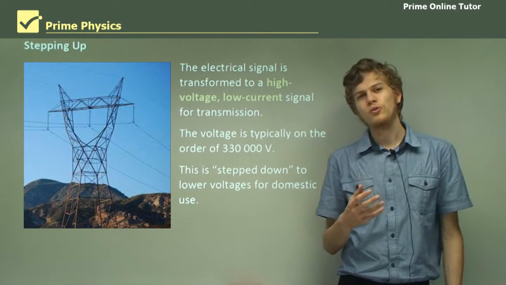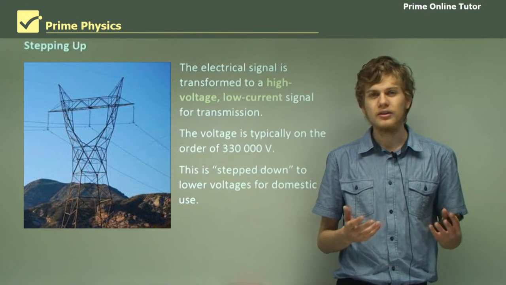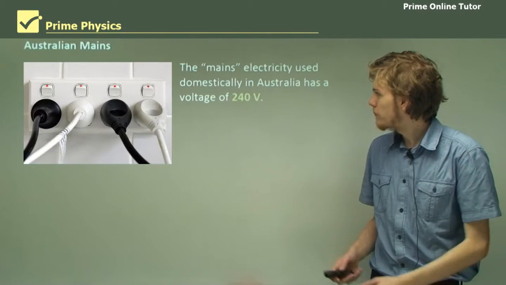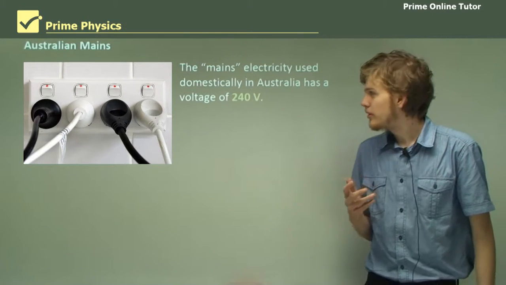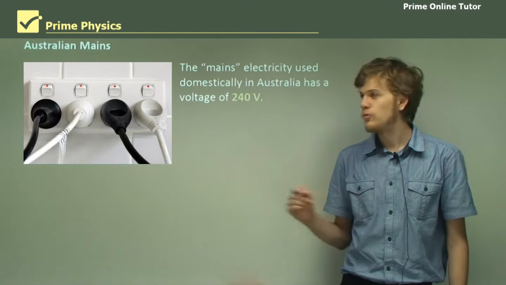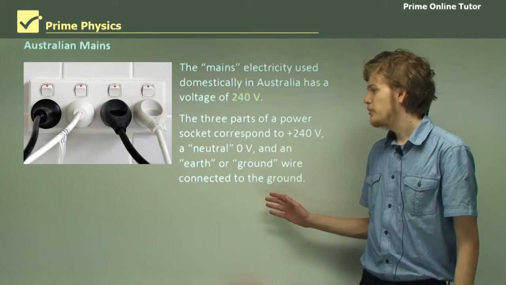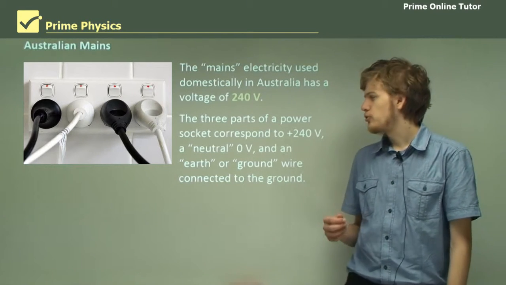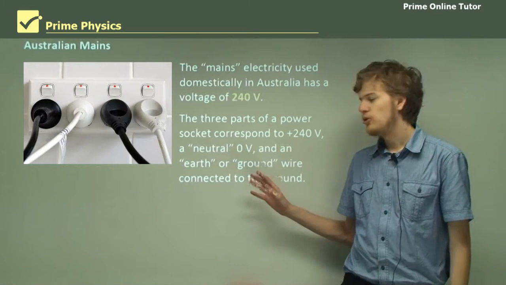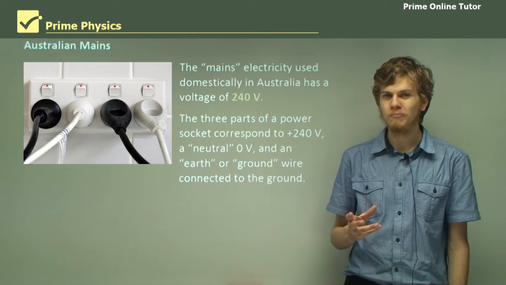Now, you may even have heard what sort of voltage we use in the Australian power mains. That is, the voltage that we get when we plug something into an electrical socket. So the mains electricity in Australia has a voltage of 240 volts. In different countries, we might have a different mains voltage. The three parts of an electrical socket correspond to an active wire, a neutral wire, and an earth or ground wire. We'll get on to what these mean later on as well.